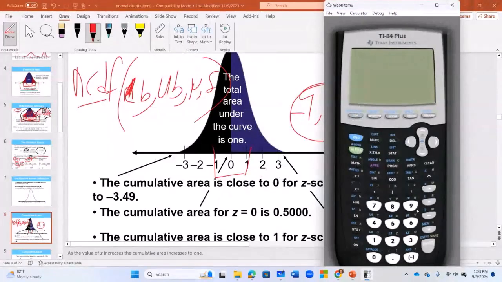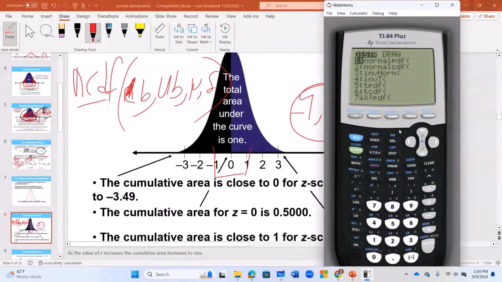By the way, where did we go the other day? I always repeat this. Second distribution. What am I looking for? Normal CDF. Do not make the mistake of putting normal PDF. And by the way, PDF means probability density function. Normal CDF means cumulative density function, so cumulative density function means you're looking for area.